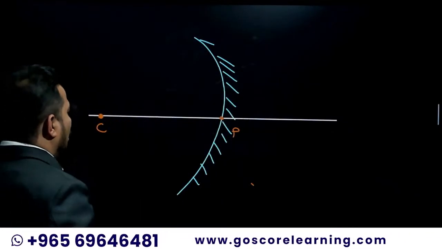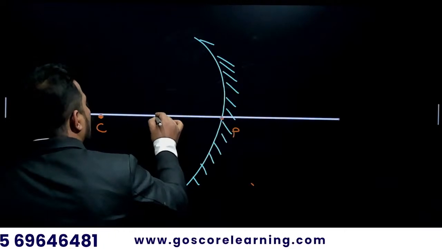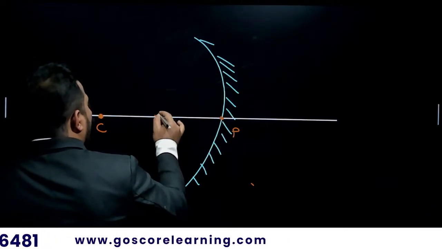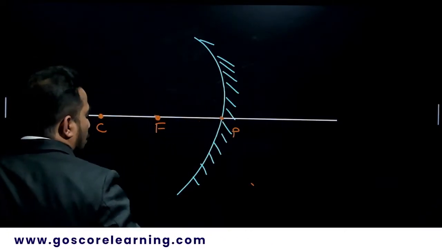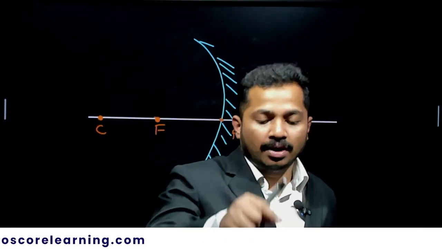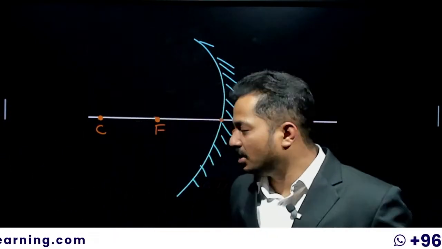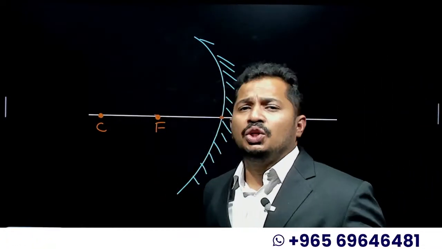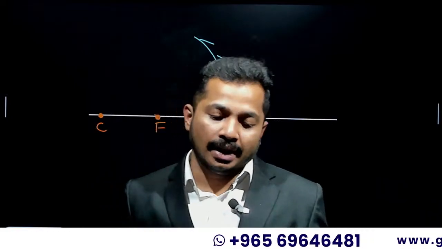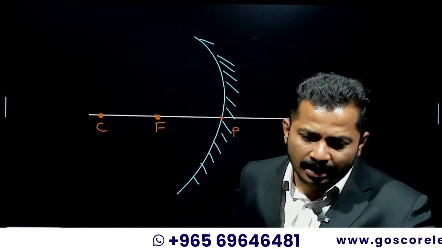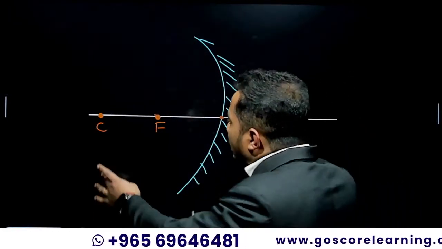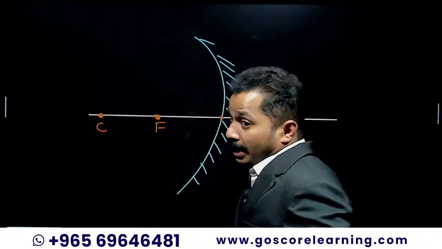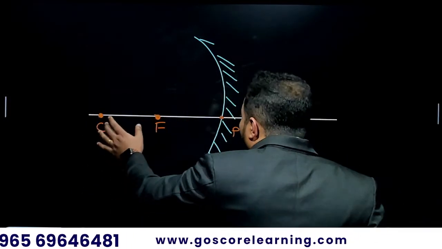If it is 10 centimeter, mark a point at 5 centimeter, the exact midpoint, for the principal focus. You should follow that one. If you are not following that criterion, you are not going to get a proper ray diagram. It is mandatory that CF should be equal to FP in your diagram. CF should be equal to FP.